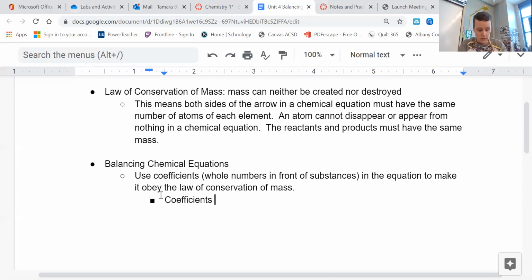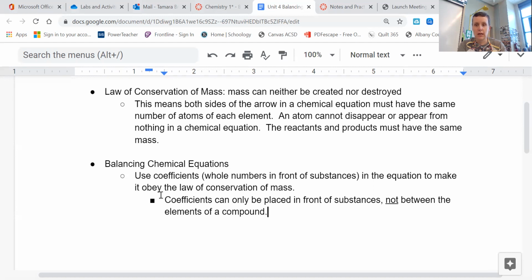Coefficients can only be placed in front of substances, not between the elements of a compound. Okay, and Tyler's going to do a really good job of showing you that piece. Coefficients must be whole numbers in the finished equation.